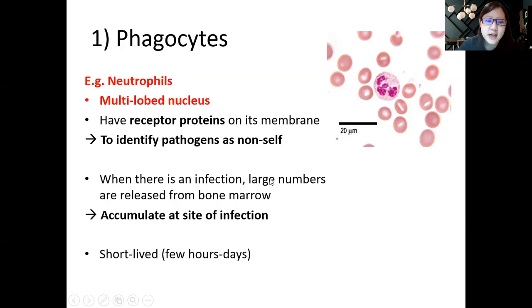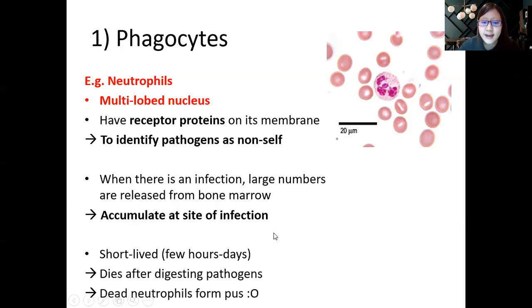But they are short-lived, and they die after they digest pathogens. So really, they are a lot like suicide bombers. They engulf the pathogen and they die along with it, destroying themselves and the pathogen. And actually, when you see pus coming out of your wound or your pimple, those are actually dead neutrophils that have died from trying to rescue you. How strange. Anyways, that is neutrophils for you, and that is a type of phagocyte.